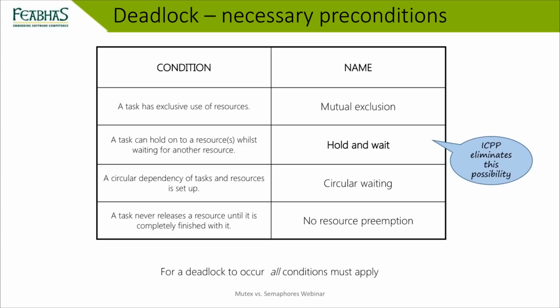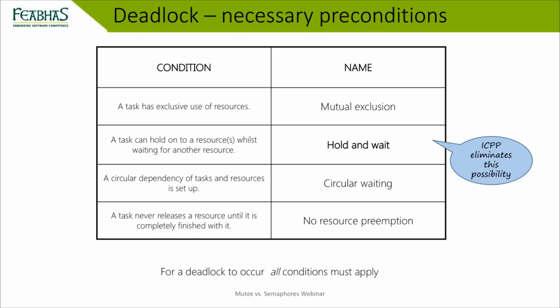Now, note that the bubble says that the ceiling priority protocol eliminates the possibility of hold and wait. So that's why some designers will argue that the ICPP is a better inheritance model than the priority inheritance protocol. It's a more complex model to implement, and that's why most operating systems don't support it. It takes some more work up front to get it right.